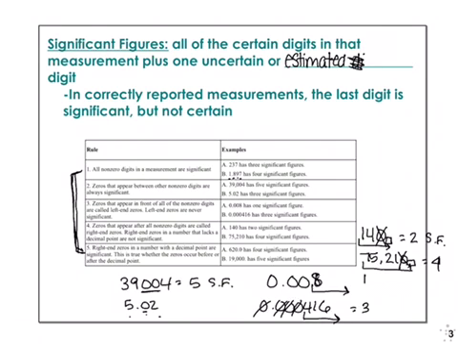Looking at the last rule, right-end zeros in a number with a decimal point are significant. This is true whether the zeros occur before or after the decimal place. So 620.0, you start with the first non-zero number, go right. Since there's a decimal place, both these 2 zeros will count towards significant figures. And so that would be a total of 4 significant figures.